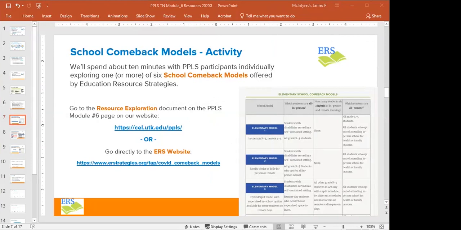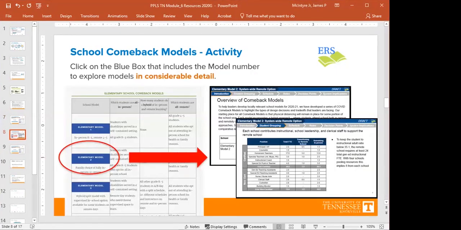And just a note about how this is structured. So you see the matrix here, there are 4 elementary models and 2 secondary models. And just note that you need to click into that blue box that has the model number on it. If you click into that, there's a really detailed explanation of each of these models. And so you can really dig in. They're very robust, they're very deep, and there's a lot of detail there. And so you can take a look at one or more of these models. And then we'll have some conversation about them after you do that.